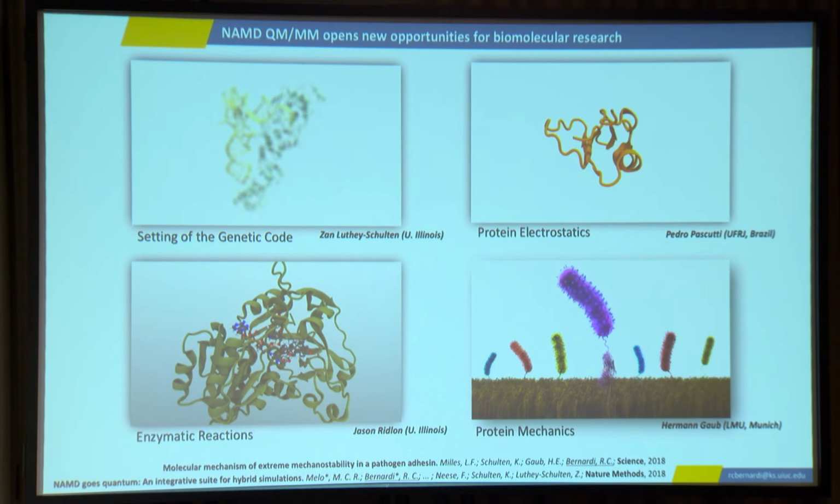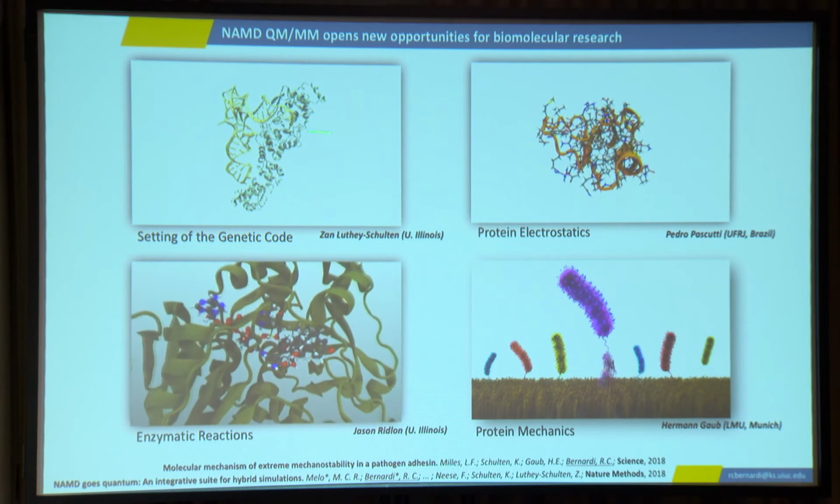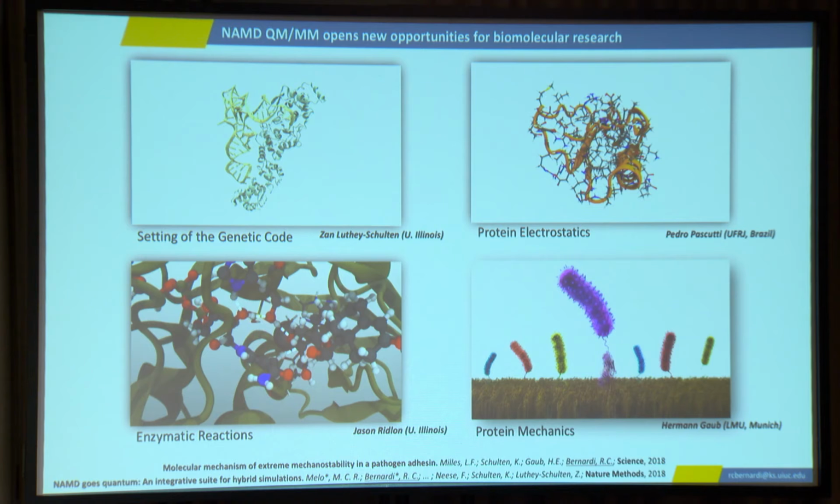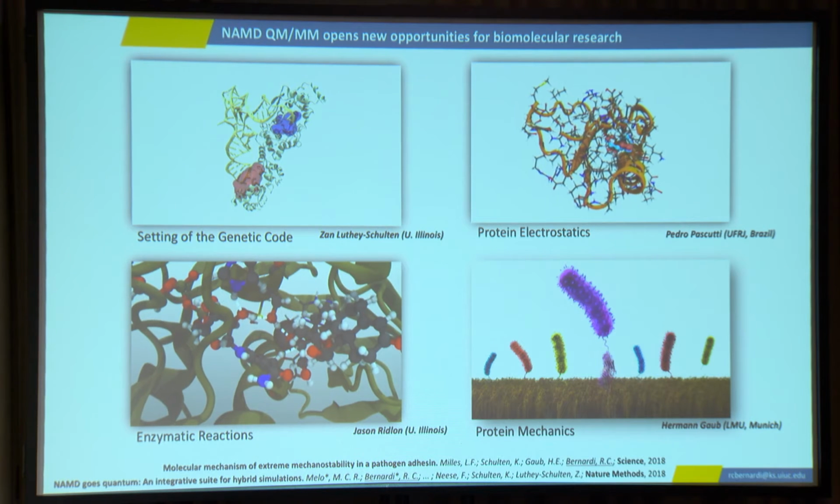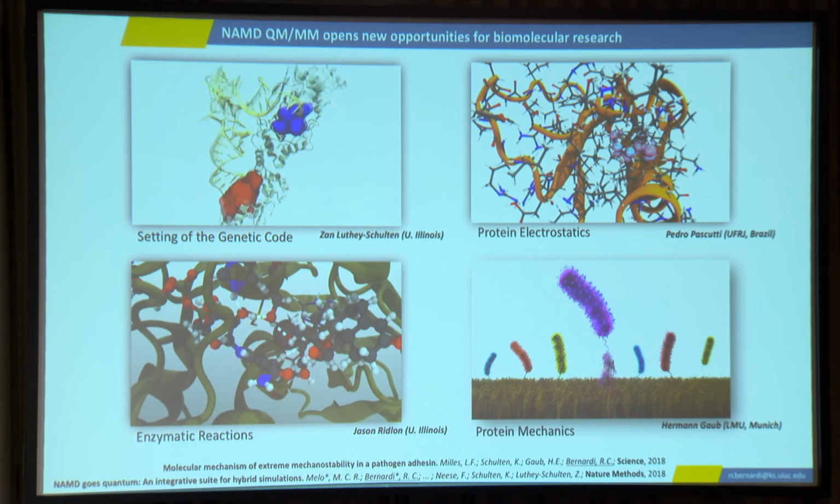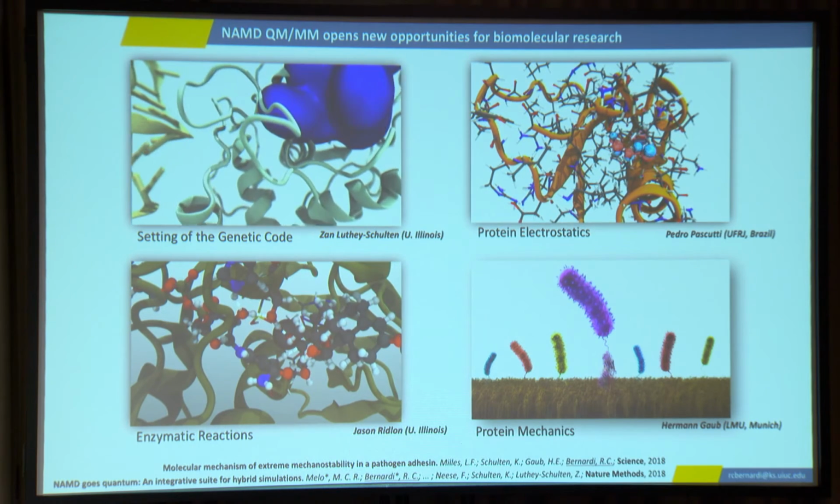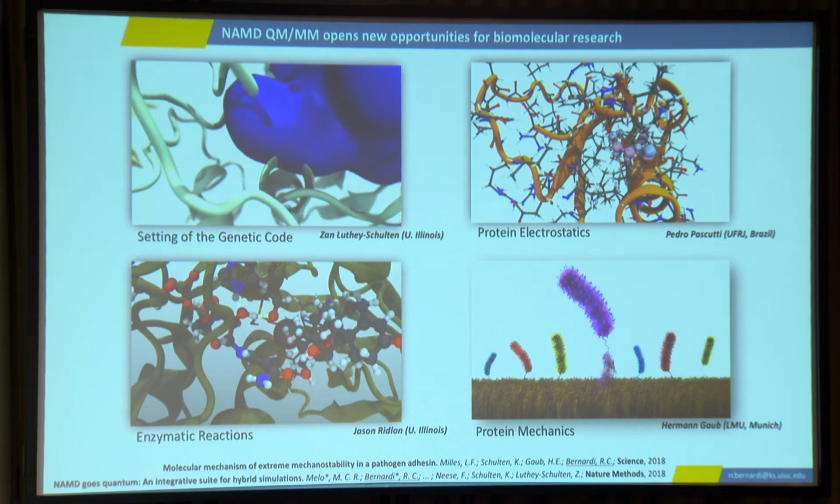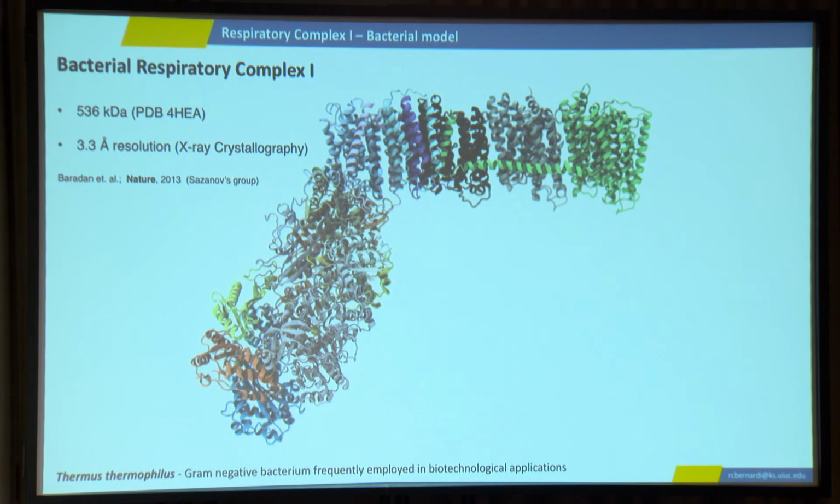You can use it to study enzymatic reactions. You can use it to study the setting of the genetic code, like Zen showed. You can also use it to study whole proteins in the QM region. So this is an entire protein at the QM level. Or you can also use it to study protein mechanics. That is something that I'm interested in. So all of that, back to our main problem now.